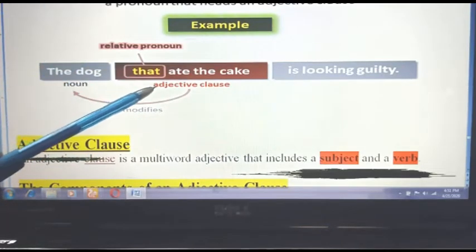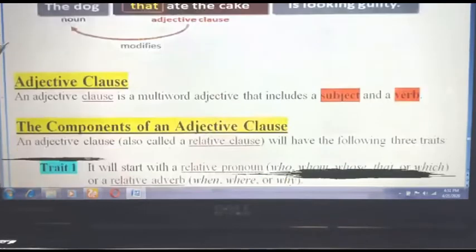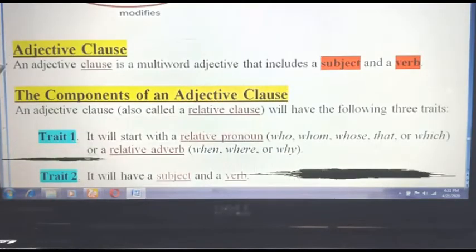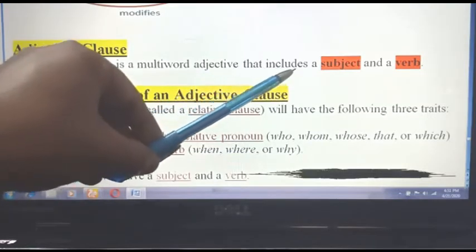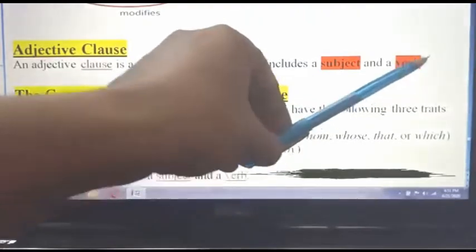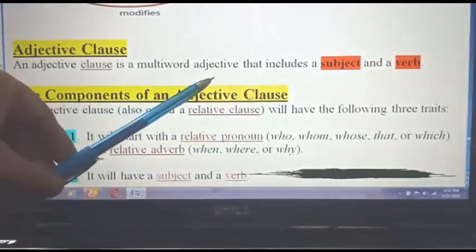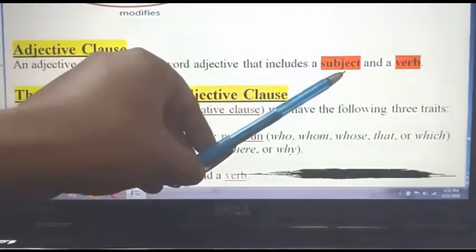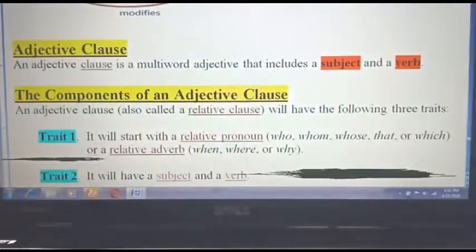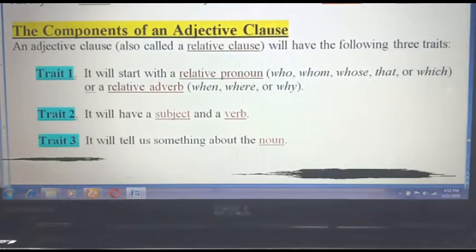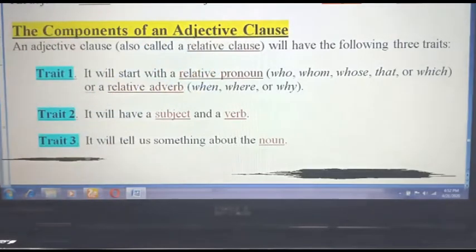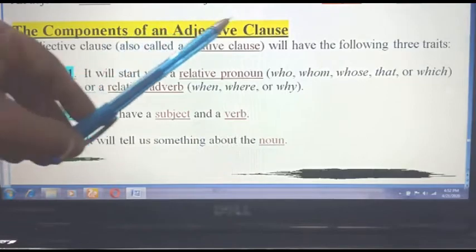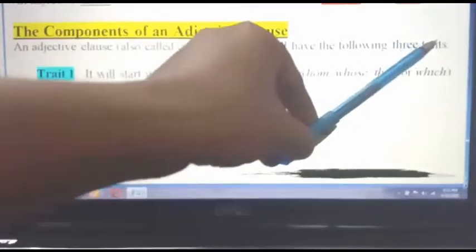Let us learn what an adjective clause is. An adjective clause is a multi-word adjective that includes a subject and a verb. The components of an adjective clause: an adjective clause will have the following three traits. Traits means characteristics.